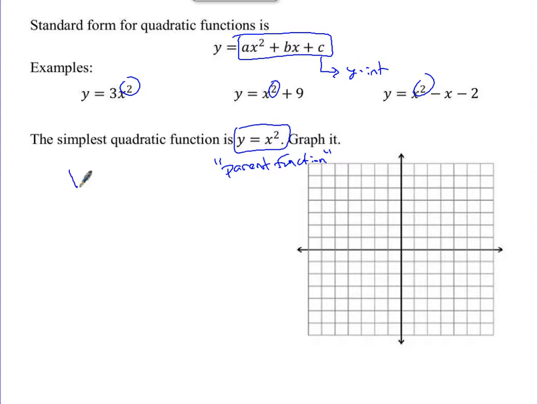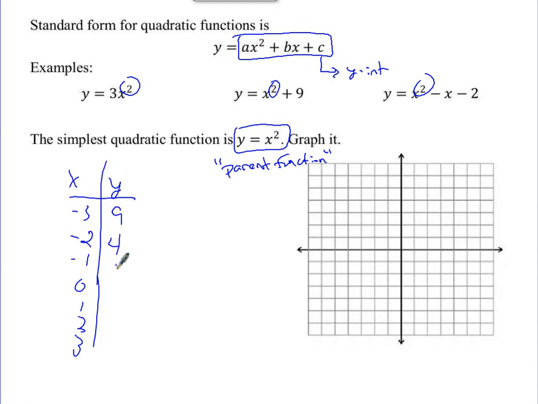It's such a simple function, I'm not even going to make a 3-column table here, but I am going to pick some numbers. -3, -2, -1, 0, 1, 2, 3. Negative 3, I square it and I get 9. Negative 2, I square it and I get 4. Negative 1, I square it and I get 1. 0 squared is 0. 1 squared is 1. 2 squared is 4. 3 squared is 9.